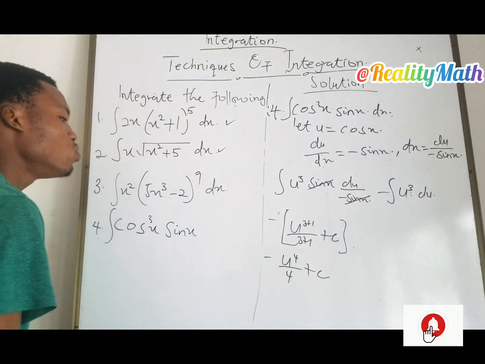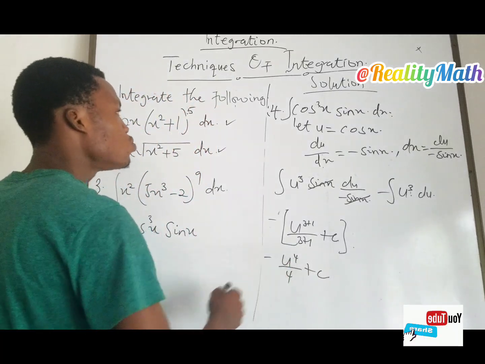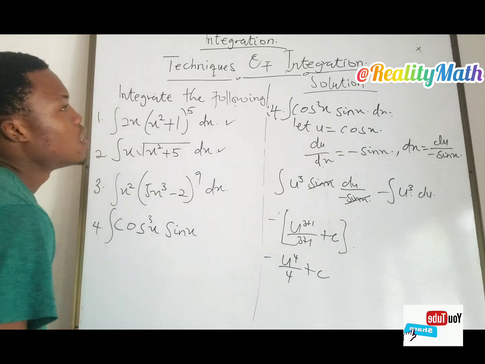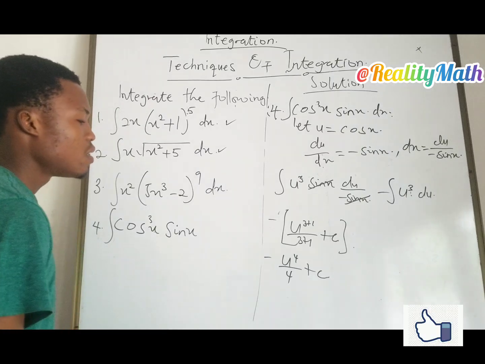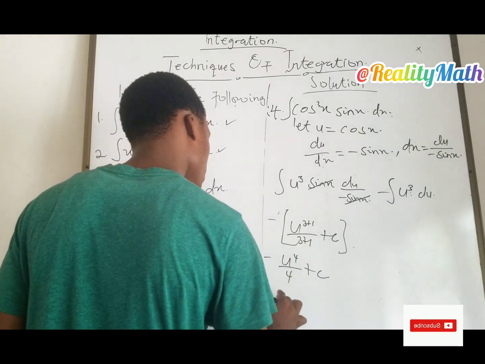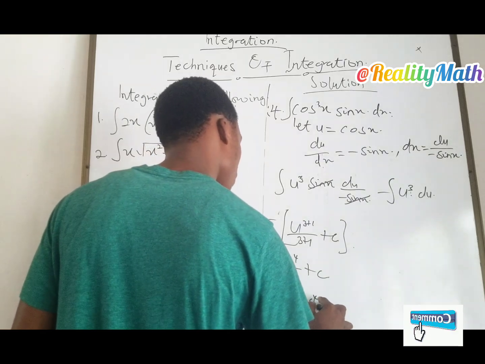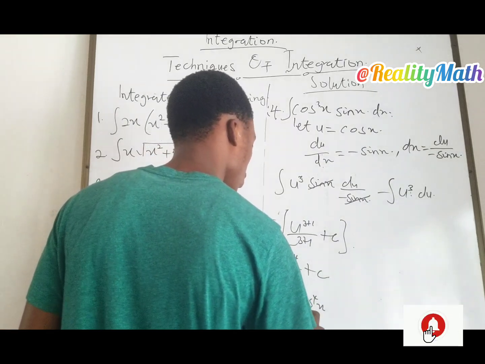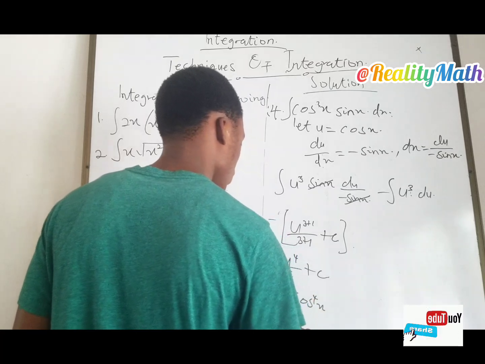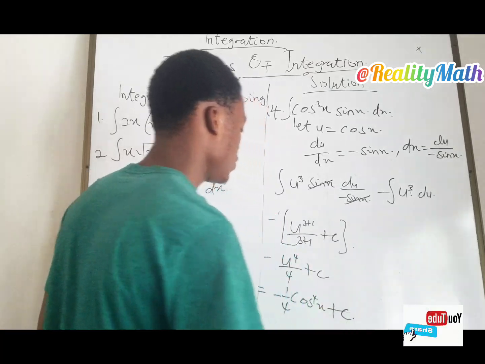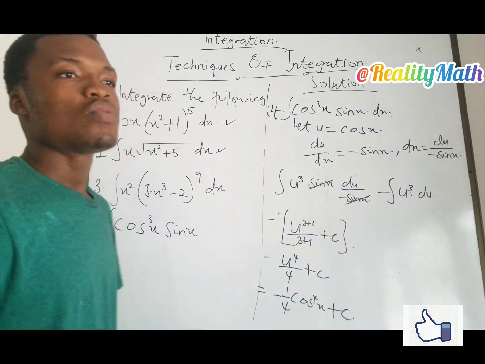But mind you, we are having our u to be cos x. So let me replace this with cos x, giving me minus cos to the power 4 x, all over 4, plus our constant c. Period. That is that. So stay tuned.